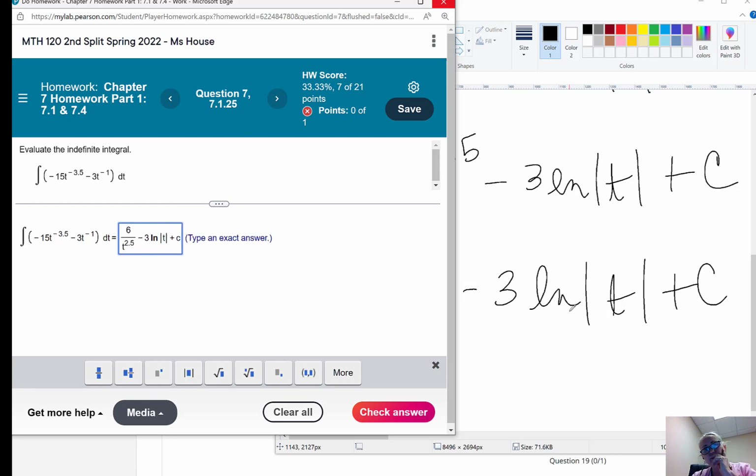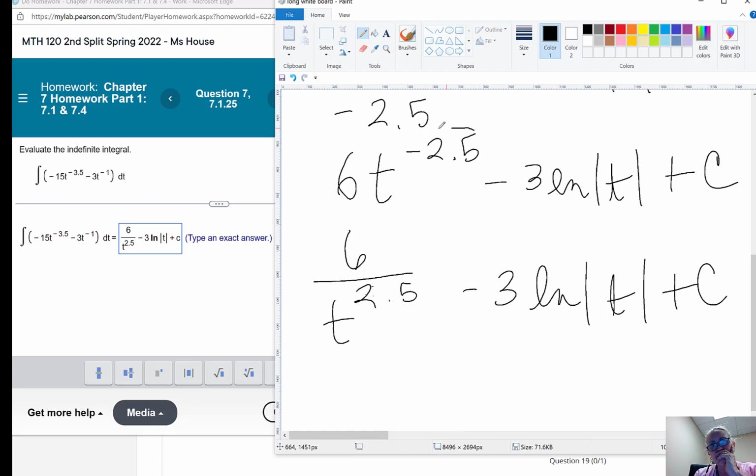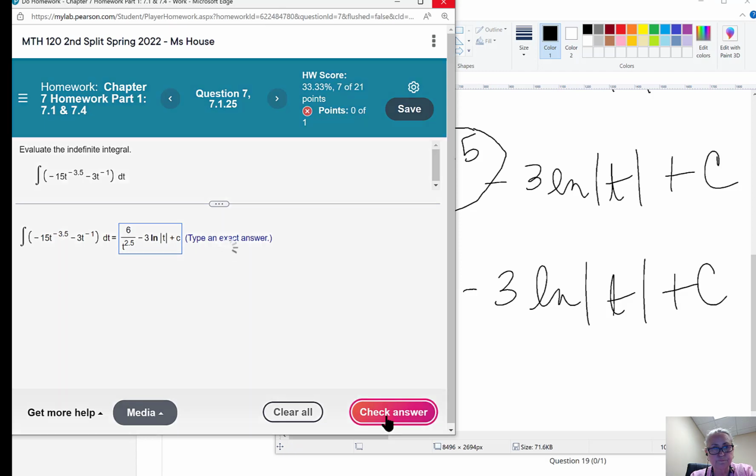Now, MyMathLab may allow you to leave this with the negative exponent, and if it does, you may leave it that way. But in the best format, it would be this. But I'm not going to count it wrong if MyMathLab doesn't count it wrong.